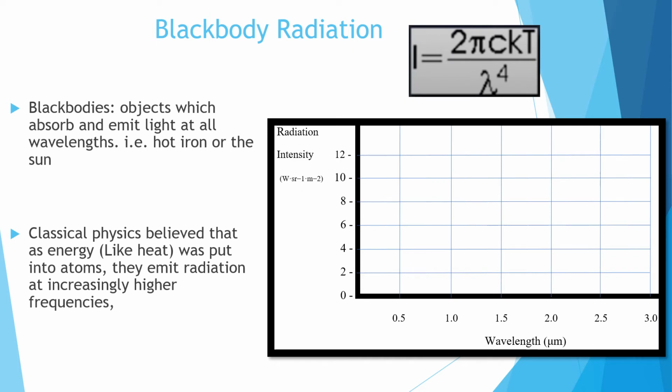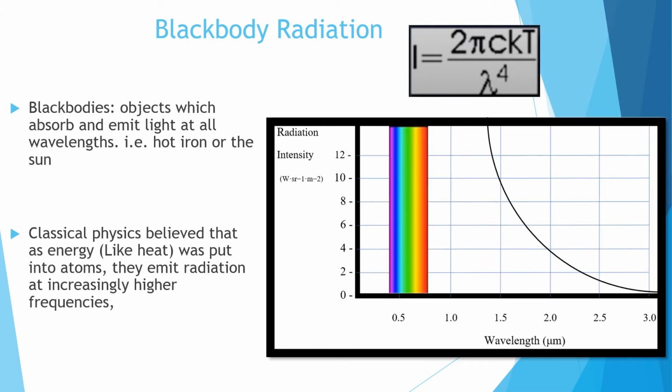Black bodies are objects which can absorb and emit light at all wavelengths. Objects can emit, absorb, or reflect light, but perfect black bodies do not reflect any light. Such examples include iron when heated or the sun. Classical physics believed that as energy, like heat, was put into atoms, they emit radiation at increasingly higher frequencies, which makes sense intuitively, because if you heat up molecules, they vibrate at faster frequencies. So the temperature and radiation signal intensity should be directly proportional.